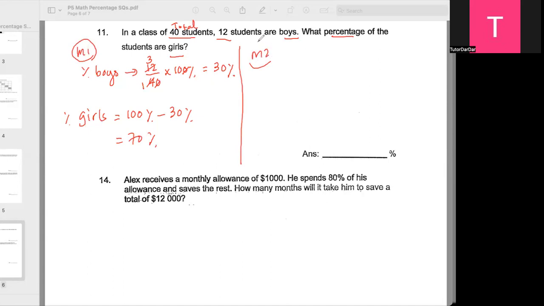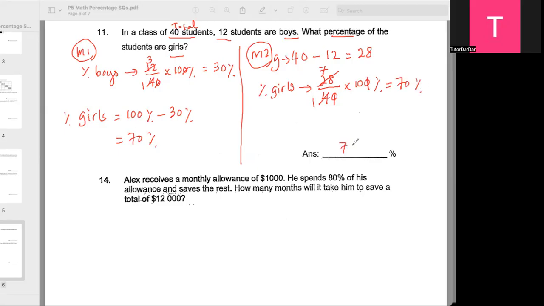Now, method 2, what do we do? We have the total of 40 students. So 40 minus 12, because I want to get the girls, right? Which will give you 28. So 28 are the girls. Okay, if I want to find the percentage of girls, 28 divided by the total, which is 40, multiplied by 100%. So this 0 and this 0 cancel. 4 divided by 4 is 1. 28 divided by 4, you get 7. 7 and 10 multiplied, so you get 70%. You can use both ways. So the answer is 70%.